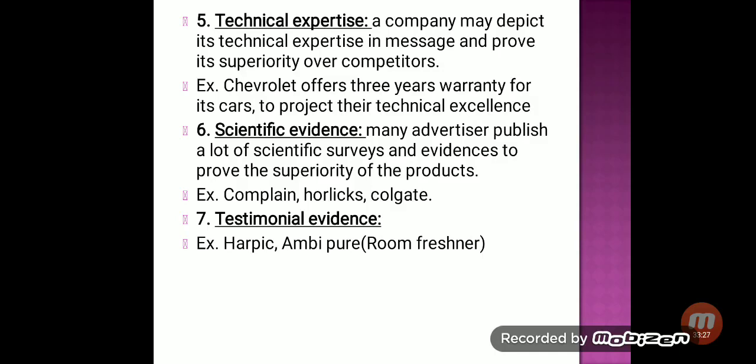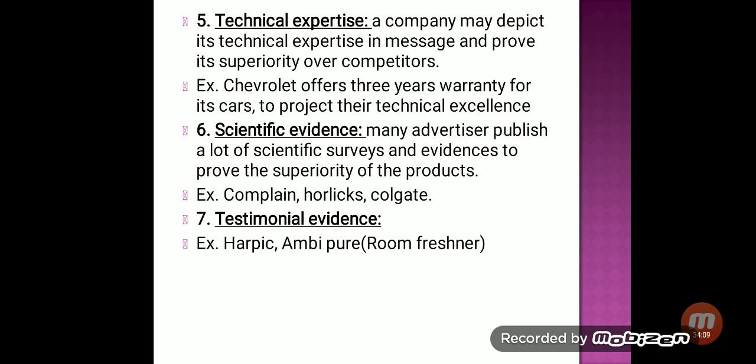So technical excellence. Next, scientific evidence. Many advertisers publish a lot of scientific surveys and evidences to prove the superiority of the product. So various companies are there. Say for example, Complan, Horlicks, Colgate. So if you have seen the advertisement of Colgate, they are saying that their product is number 1 in a market as compared to their rival company. So scientific evidences are also there that it is proved by Indian Dental Association that you have seen in Colgate advertisement.